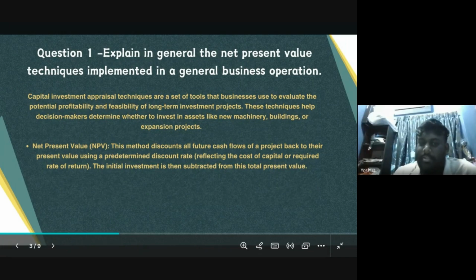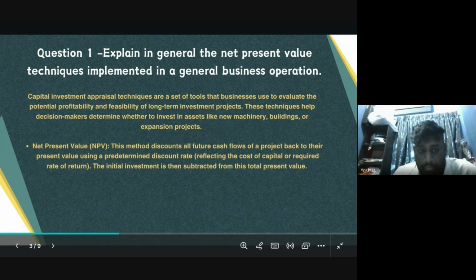Explain in general the net present value technique used in a general business operation. Capital investment appraisal techniques are tools the business uses to evaluate the potential profitability and feasibility of long-term investment projects. These techniques help decision makers determine whether to invest in assets like new machinery, buildings, or expansion projects.